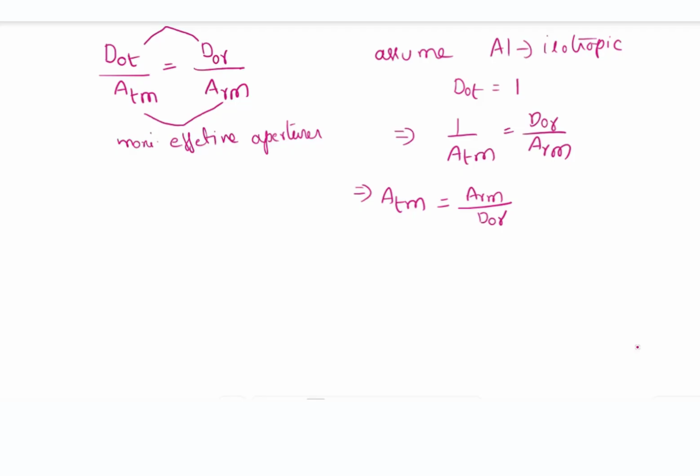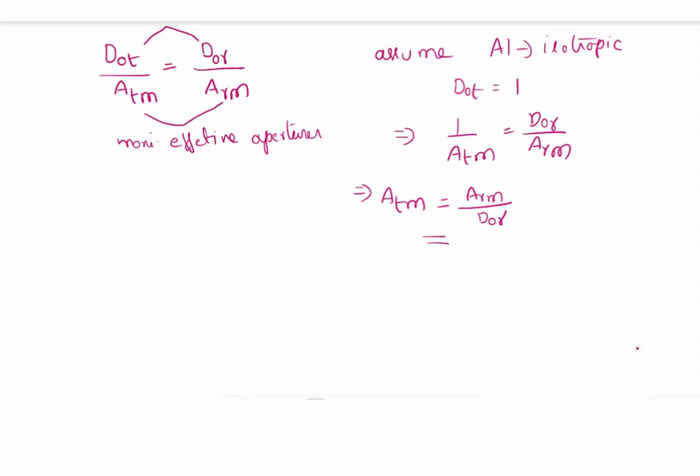In this case, we consider two antennas. One is for transmitting, another one is for receiving. So, if one antenna is isotropic, then its effective aperture is the maximum effective aperture of the other antenna divided by the maximum directivity of the other antenna. That is the meaning of this expression.